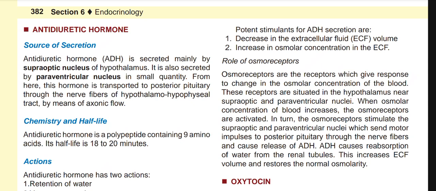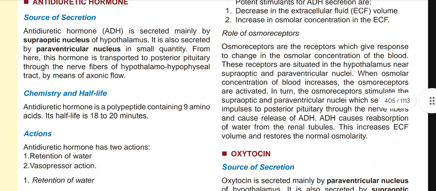Osmoreceptors are the receptors which give response to change in the osmolar concentration of the blood. These receptors are situated in the hypothalamus near supraoptic and paraventricular nuclei. Whenever osmolar concentration of blood increases, the osmoreceptors are activated. In turn, the osmoreceptors stimulate the supraoptic and paraventricular nuclei, which send motor impulse to posterior pituitary through the nerve fibers and cause release of ADH. ADH causes reabsorption of water from the renal tubules. This increases the extracellular fluid volume and restores the normal osmolarity.